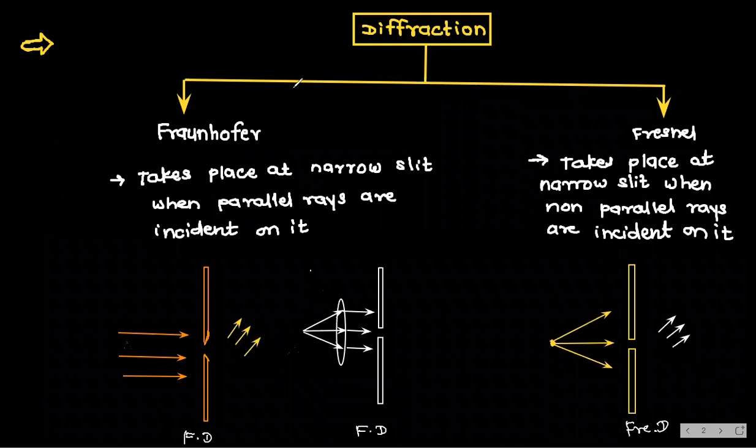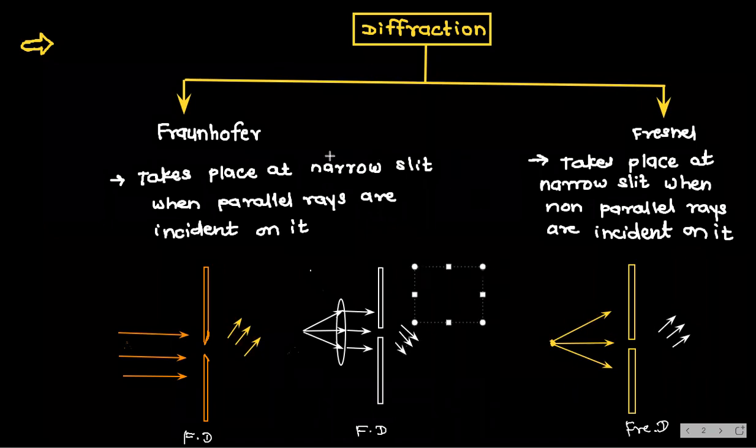Somewhere here, like this, the light I am showing is diffracted. Note it down fast. Clear?